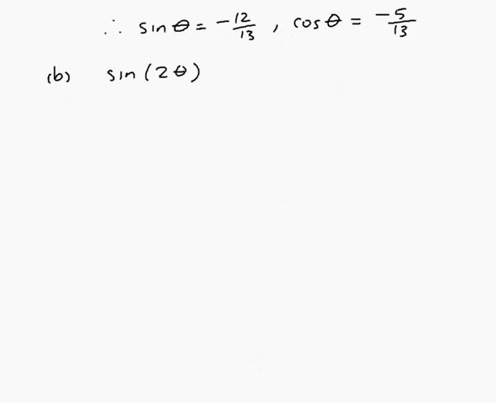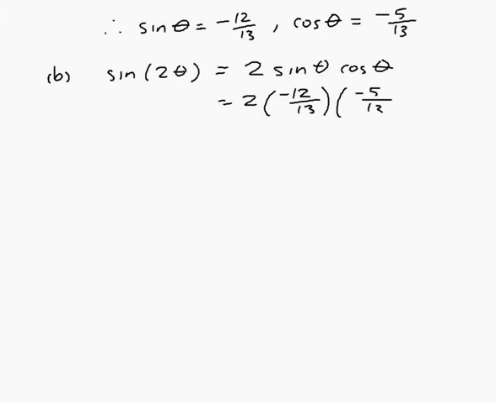So what do I do? I know, I use a formula. This is 2 sine theta cos theta. And I know what sine theta and cos theta are. I've got them just up here on the board. 2 times minus 12 on 13 times minus 5 on 13.